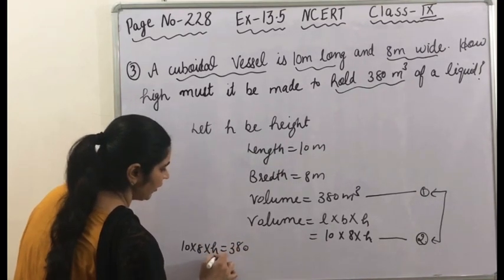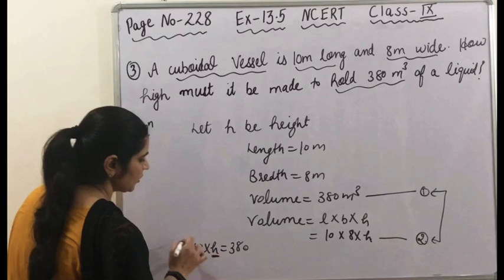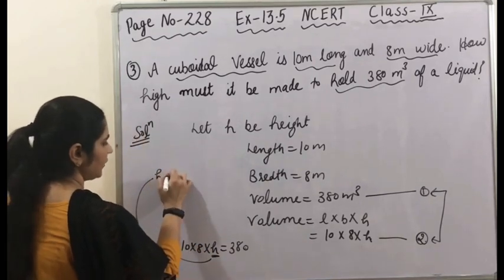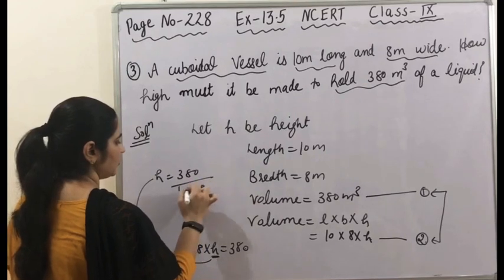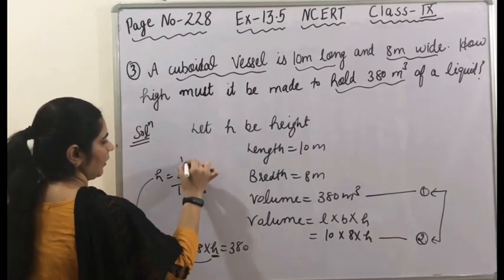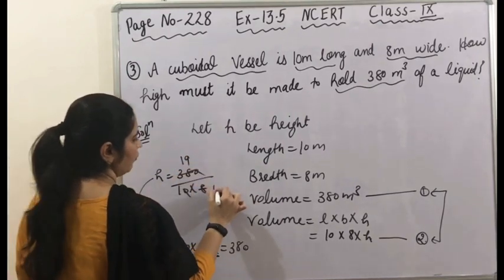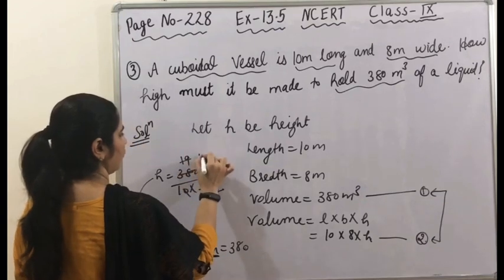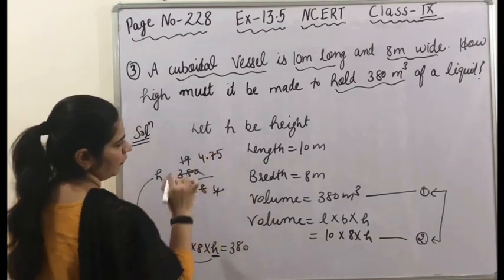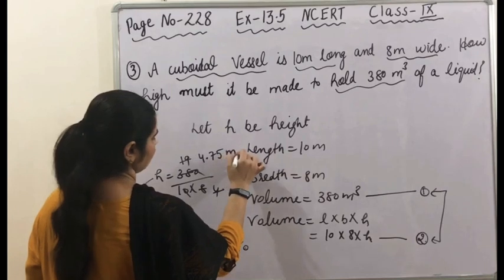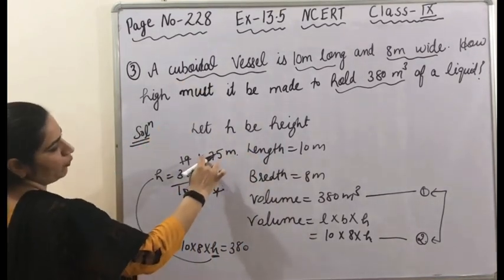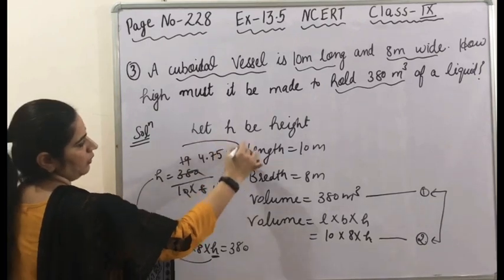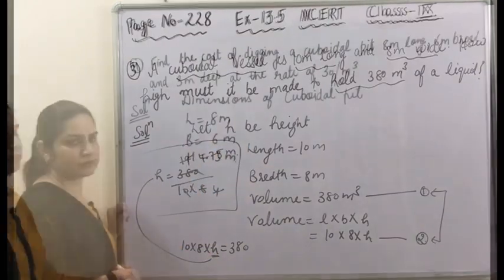We have to find out the value of H. So H is equal to 380 over 10 into 8. 0 and 0 will be cancelled. 2 19s are 38, 2 4s are 8, and 4.75. Unit is meter. So the height of the cuboidal vessel is 4.75 meter. This is the final answer.